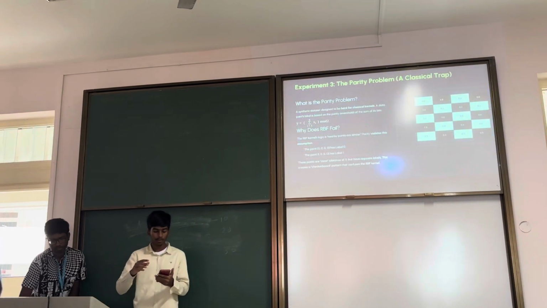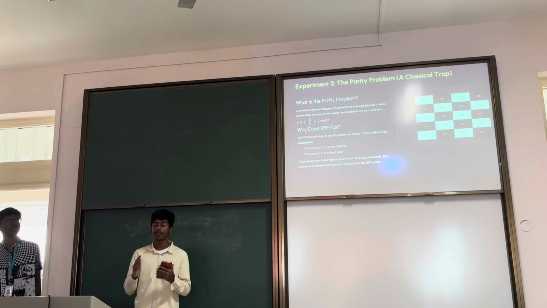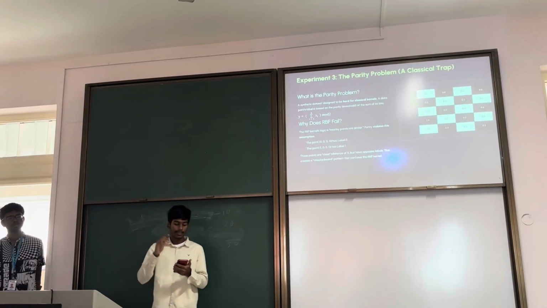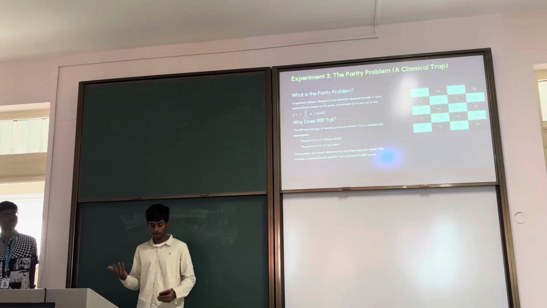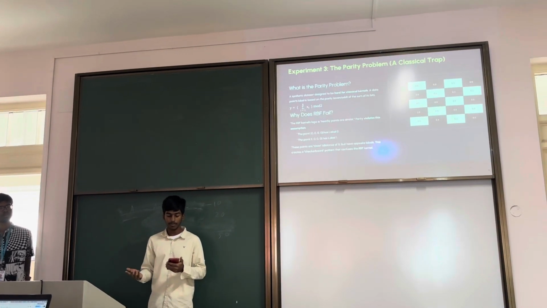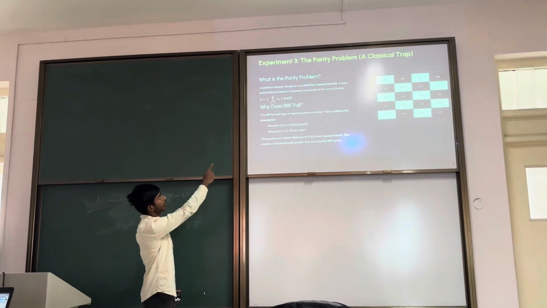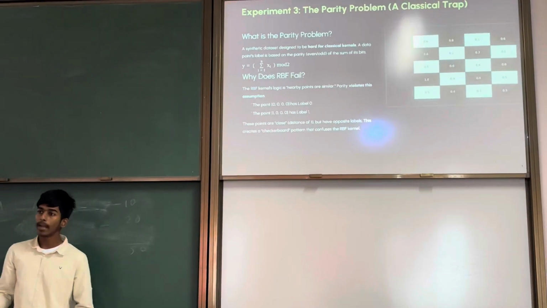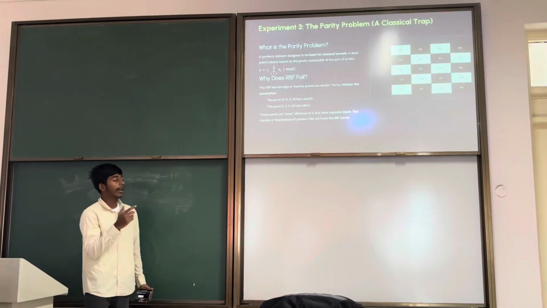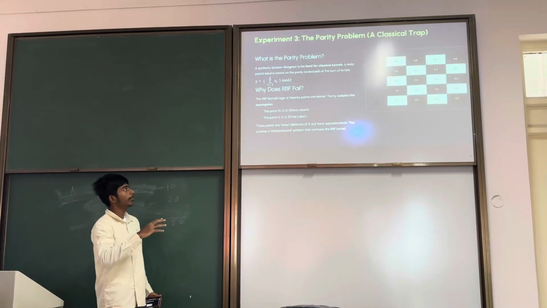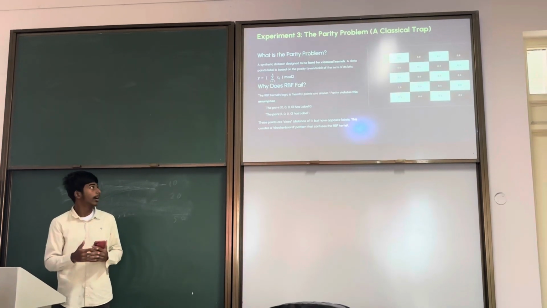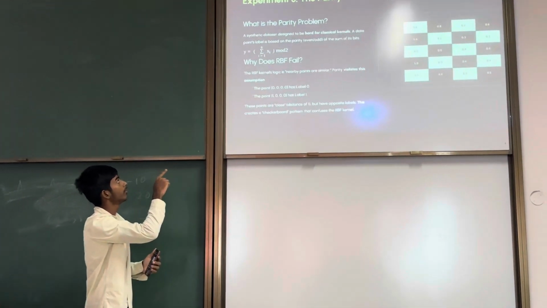The parity problem is a synthetic data set designed to be hard for classical kernels. Data points are labeled based on the parity, even or odd, of the sum of their bits. It's represented by the formula y equals the sum of x_i mod 2. So why does the RBF fail? That's due to the parity problem. The RBF kernel's logic is that nearby points are similar to each other, while parity disproves this assumption.